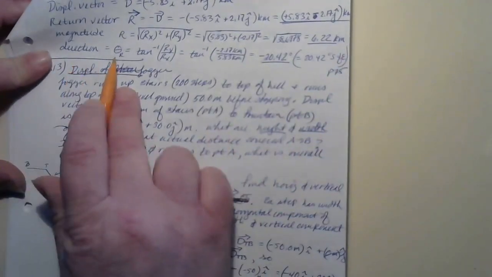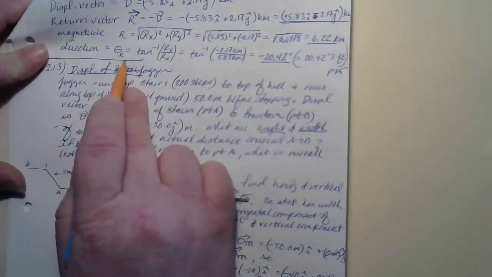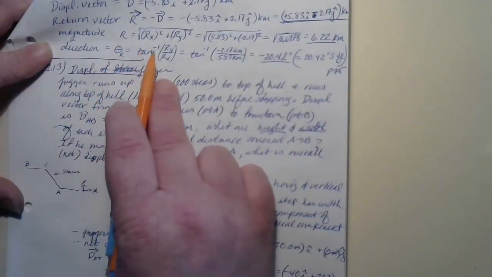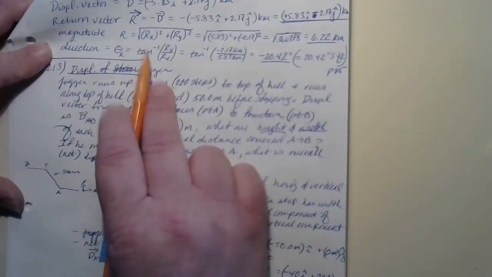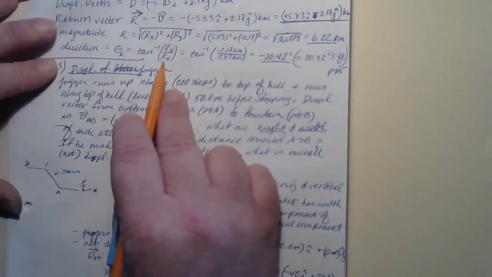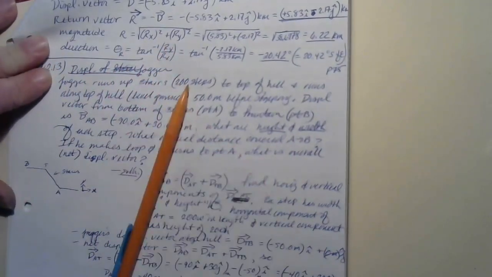So that's the magnitude. That's the distance. The direction, theta r, we'll call it, for the angle of return, would be the inverse tangent, or in other words, the angle whose tangent is the y component for the return vector over the x component for the return vector.